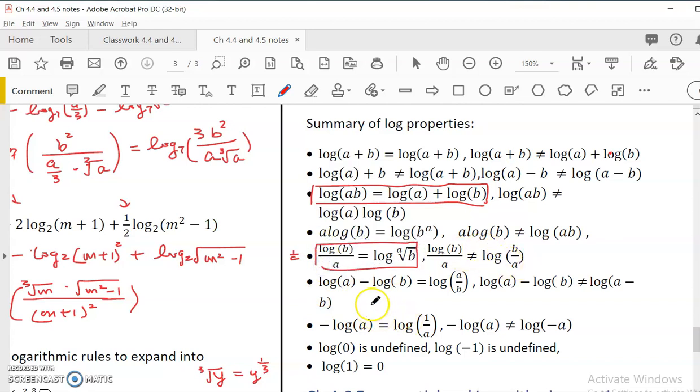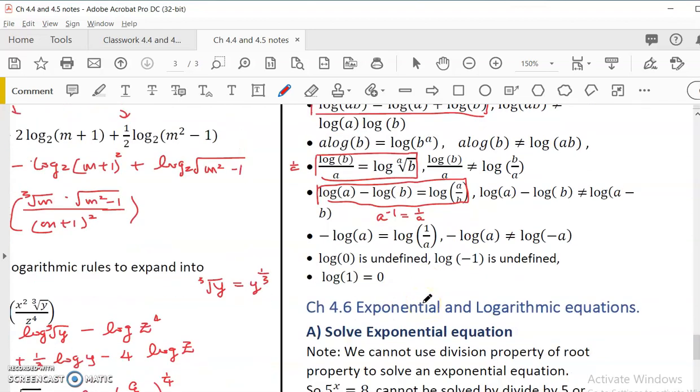These are not true. If you subtract two logs, you can combine them as dividing, but you cannot move them as a minus b. If you have a negative log a, it is not equal to moving the negative in, but it's actually 1 over a, because you can move the negative 1 as an exponent. Okay, a to the power negative 1 is 1 over a.